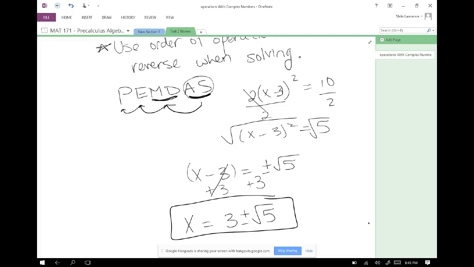What if it doesn't have a square, but it's in parentheses? Then that usually means that there is something on the outside that needs to be distributed, like the 2 that we had outside.